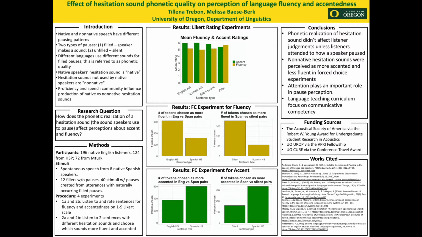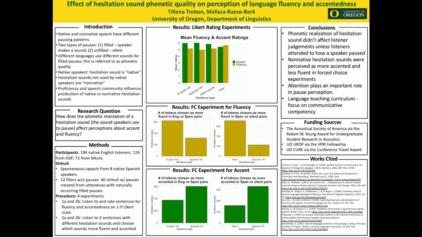To answer these questions, 4 speech perception experiments were conducted. Stimuli for these experiments were drawn from the linguistic corpus All-Star. Participants listened to spontaneous English speech from 8 men who spoke Spanish natively and English as a second language. 40 sentences were stimuli that contained a silent pause, Spanish-filled pause, or an English-filled pause. These 40 stimuli sentences were created from sentences with naturally occurring filled pauses. In 2 of the 4 experiments, 12 filler sentences that did not contain pauses were also used.